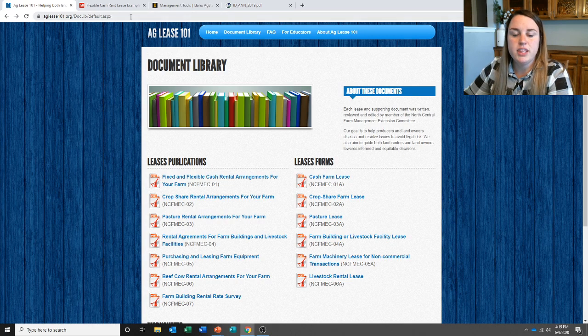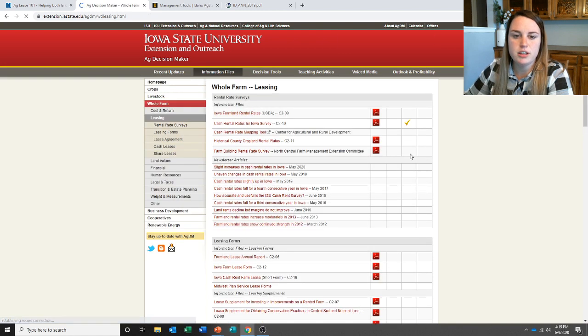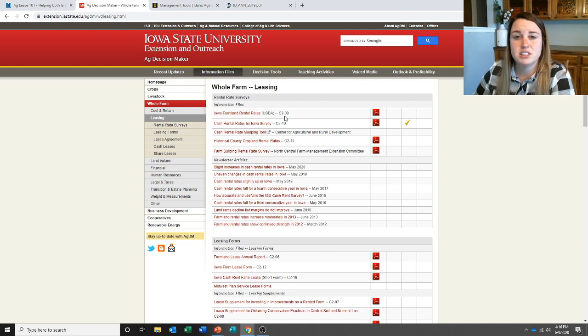Another thing that is very useful is Iowa State has a lot of leasing documents that they have available on their website. And so whole farm leasing, and they give Iowa farmland rental rates, which are from USDA. And so what University of Idaho Extension is trying to do is that in the next year, we hope to send out surveys to our producers to actually collect data on the rental rates, especially when it comes to our cropping system. So we know that rental rates or cash rents would be a lot different if you're about to grow potatoes on land versus wheat.